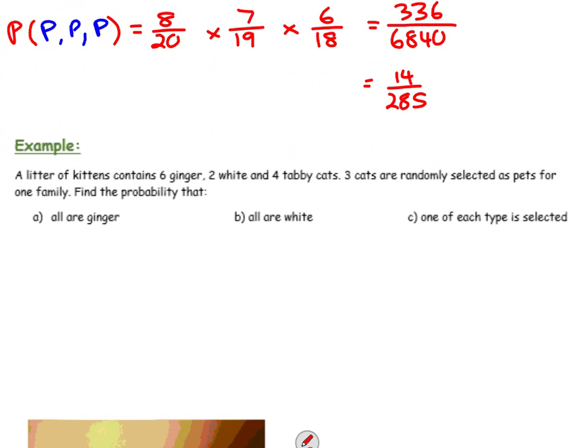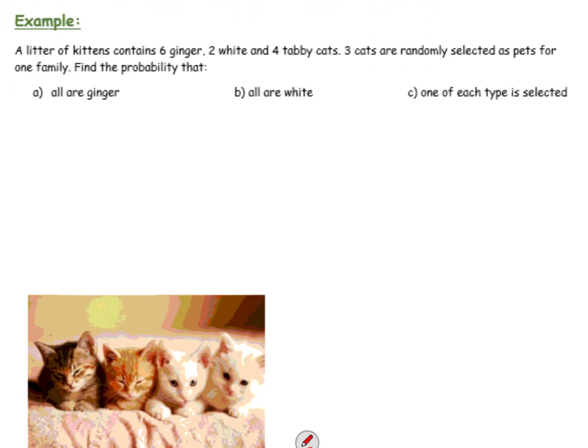Here we've got a litter of kittens. It contains 6 ginger, 2 white, and 4 tabby cats. So how many in total is that? 6 plus 2 plus 4. Total equals 12 little kittens. So 3 cats, meaning kittens basically, are randomly selected as pets for one family. So find the probability that all 3 cats are ginger. So like a ginger and a ginger and a ginger.